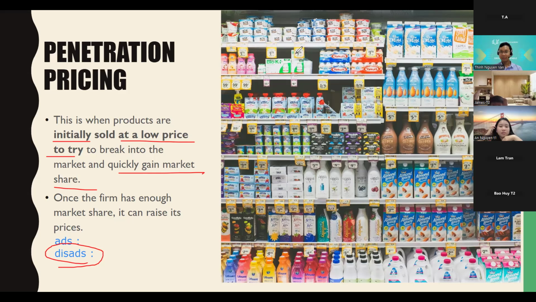For me, maybe in a highly competitive market like food and beverage. Like there are a lot of kinds of milk, like in the picture. And when you are the one who has the lowest price, maybe it will attract more customers to try it, and if it's good, maybe they will continue to buy yours the next time.